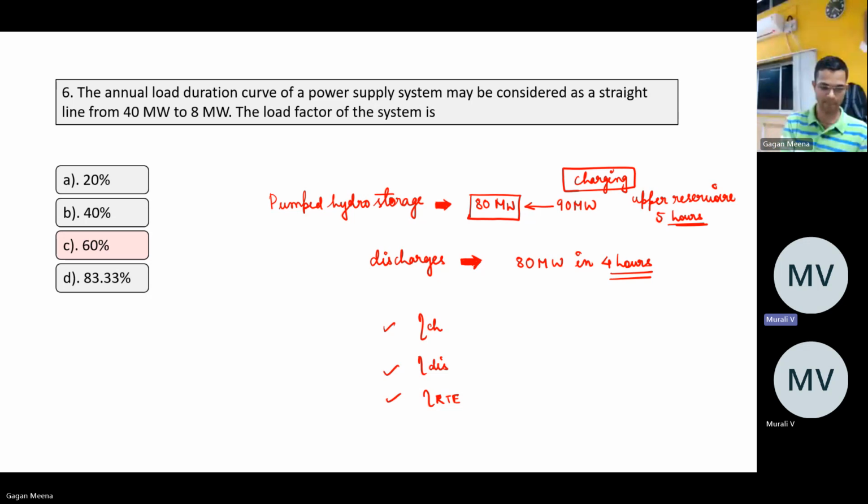Round trip efficiency is a product of charging and discharging efficiency. This is round trip efficiency, which will be less than both of these. Yes, it will be less than one because it is a product.